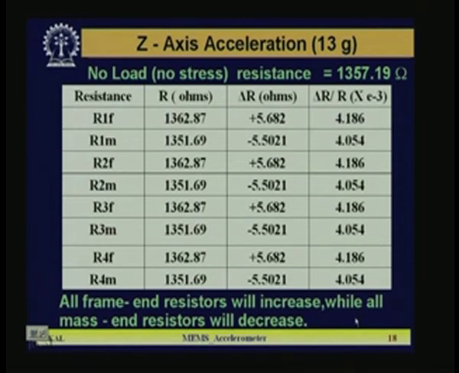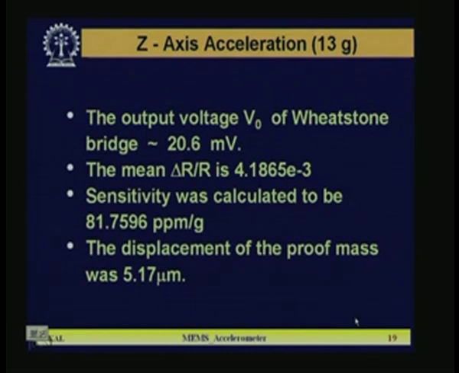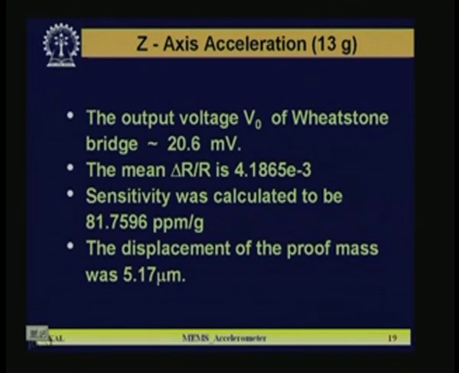Now, next slide shows the output of the simulation. The output voltage V naught for that delta R by R change. So, total output voltage is how much? Delta R by R into Vs. Vs is the supply voltage. So, if you apply Vs 4 volt or 5 volts, then the bridge voltage we found is nearly 20.6 millivolt, and the mean delta R by R is 4.186 into 10 to the power minus 3.